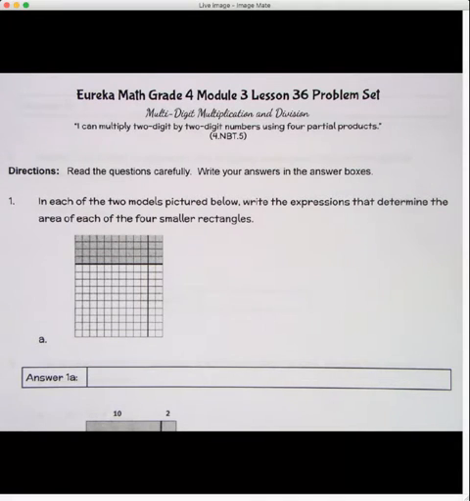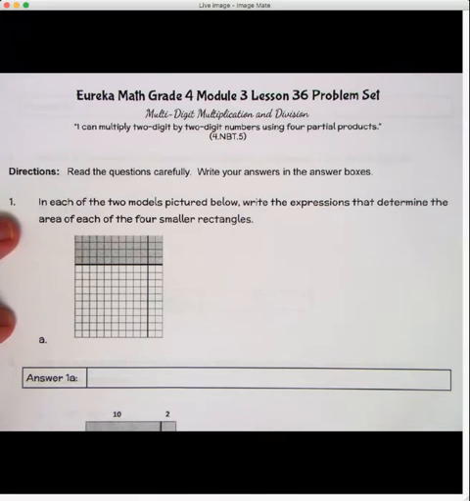So let's take a look at this problem set. These are the exact kind of problems that are going to be on your homework. So if you pay attention to this, your homework should seem really easy today. All right, so let's take a look at number one. Now, on your homework, number one has A, B, and C.